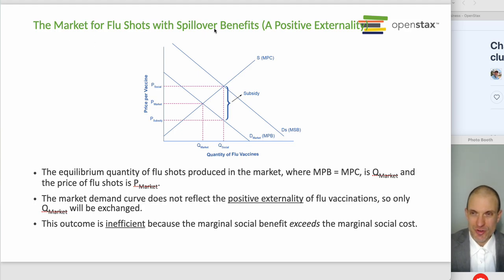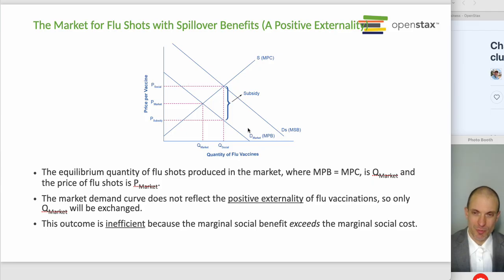All right, market for flu shots with spillover benefits, positive externality. So here is our market demand, our marginal private benefit. Here's our societal demand curve, our marginal social benefit. Here's our supply curve, our marginal private cost. We don't have an additional social cost curve because we're not considering a negative externality. So the private marginal cost and the social marginal cost are effectively the same. This is like the marginal private cost. We didn't bother to draw a marginal social cost, but for our purposes, we'll just treat it as the same.